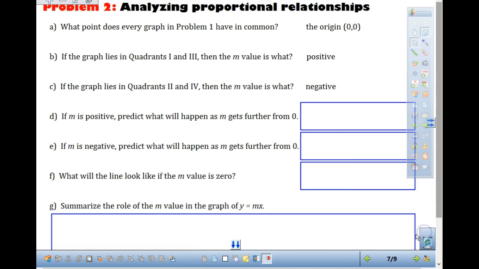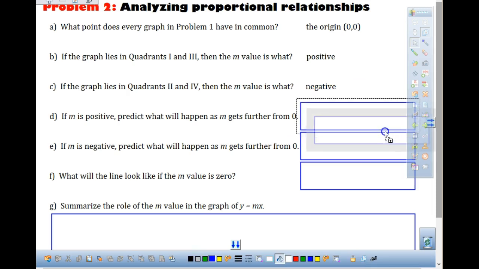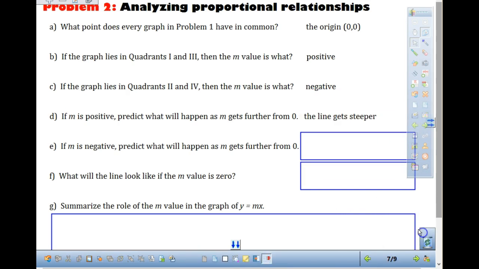Should be negative. Next it says if m is positive, predict as m gets further from 0, what happens to our line? As m gets to be a bigger number, farther from 0, 2, 4, 6, what happens to our line? It's going to get steeper, right? The line gets steeper.